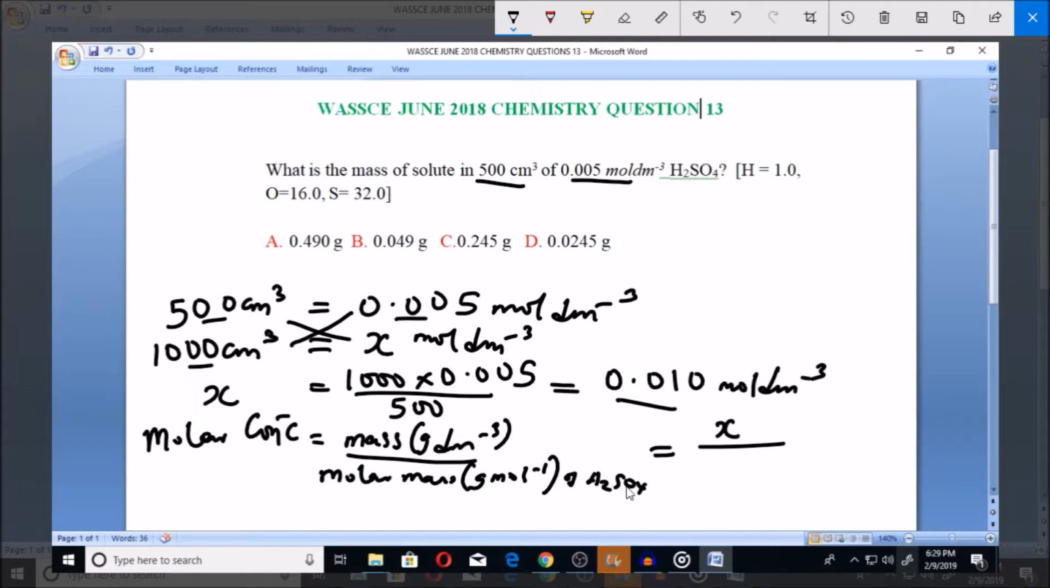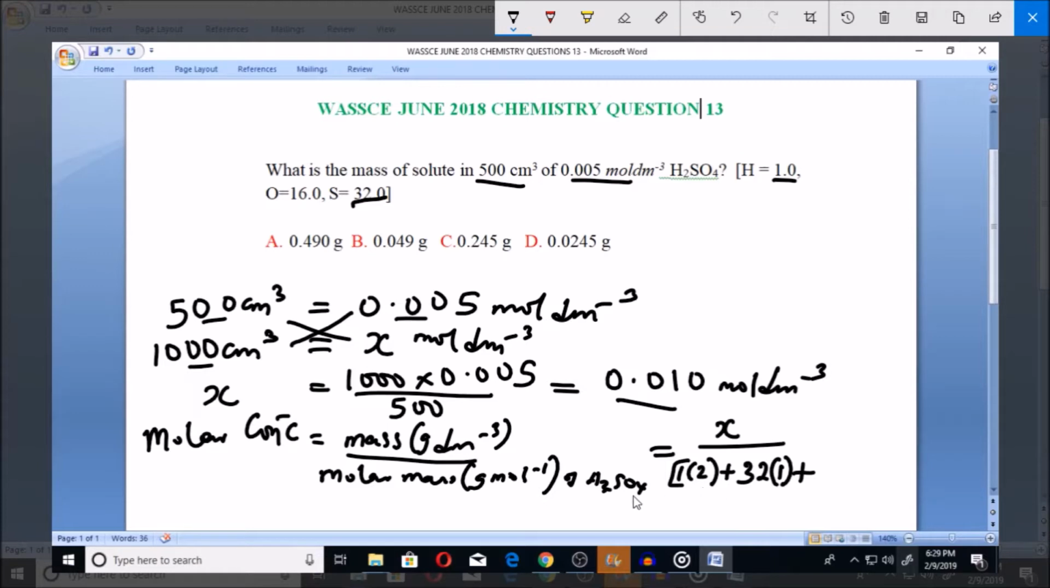But the molar mass of H2SO4 you know, and that is 1 times 2. Why do we have 1 times 2? Because hydrogen here is 1 and we have it as H2, so there are 2 hydrogens. Now after 1 times 2, we're going to have plus S. S from here is 32, times how many S? We have only one S, so times 1. Now we've taken care of S.